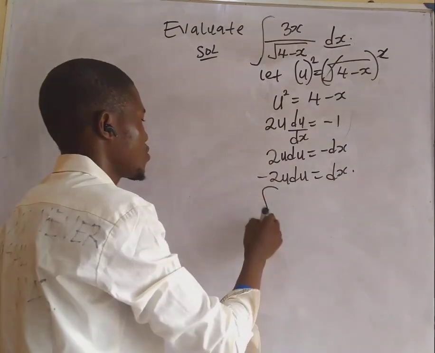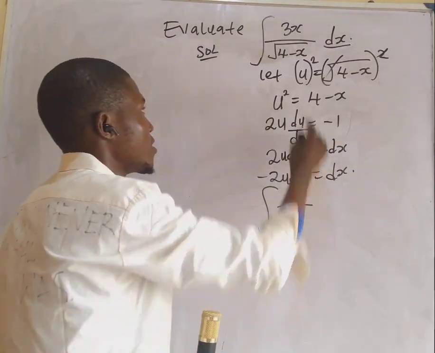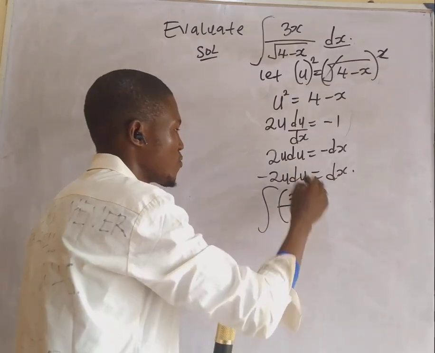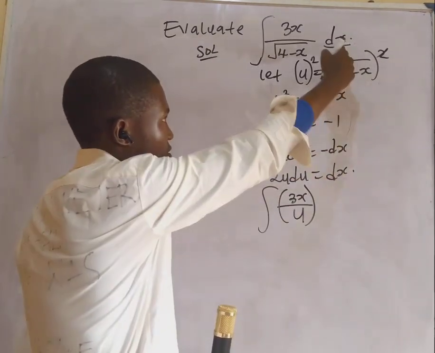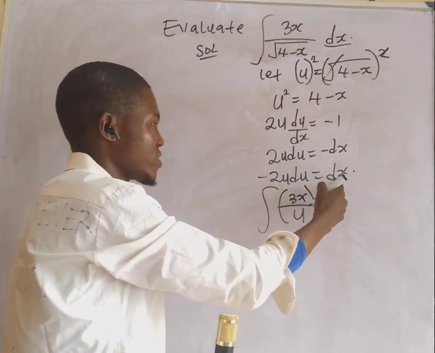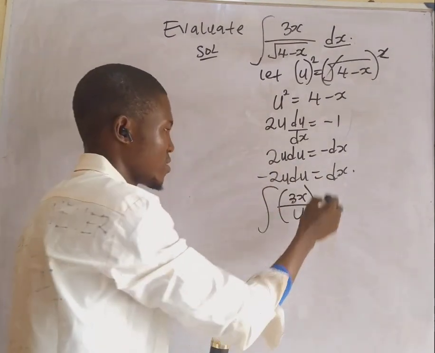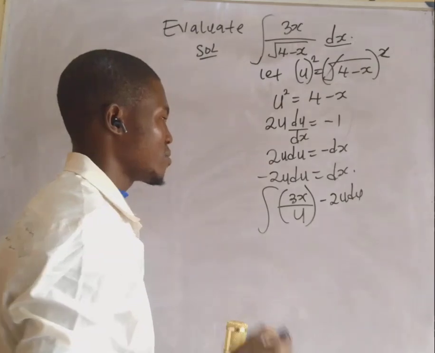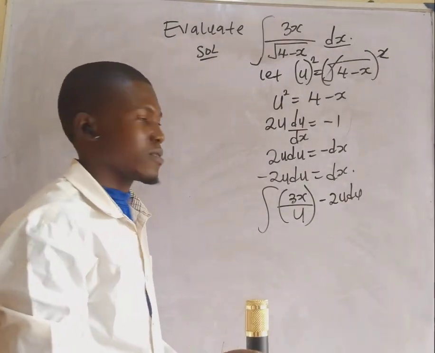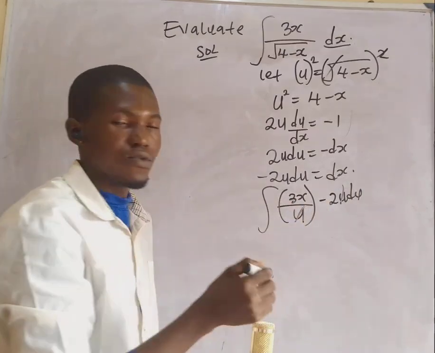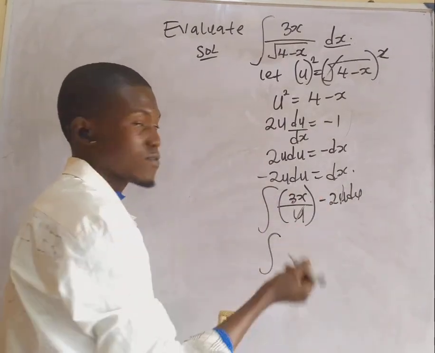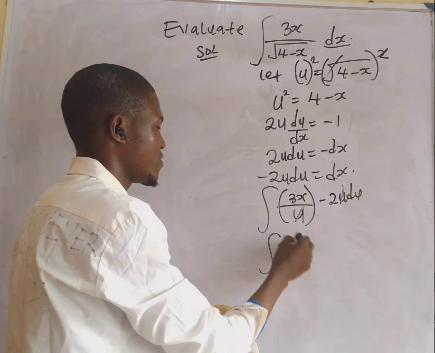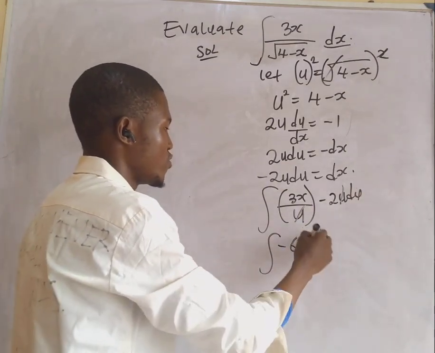The next step is to put our integral of 3x over the square root of 4 minus x, which is u. Remember, don't forget, we put u here in the denominator, dx. The value of dx here is minus 2u du. Write it here. Very simple. Now similar terms can cancel out, so u will cancel u. We are left with the integral of 3 times minus 2, which is minus 6, so we have minus 6x du.